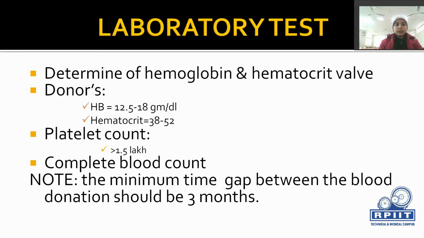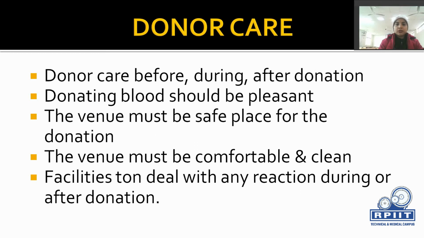Then laboratory tests have to be done. Determination of hemoglobin and hematocrit value. The donor's HB and hematocrit should be done by a technician. HB should be between 12.5 gram to 18 gram per dl. Then hematocrit should be 38 to 52. Then platelet count should be greater than 1.5 lakhs. Then complete blood count has to be done. And note the minimum time gap between blood donations should be at least 3 months.